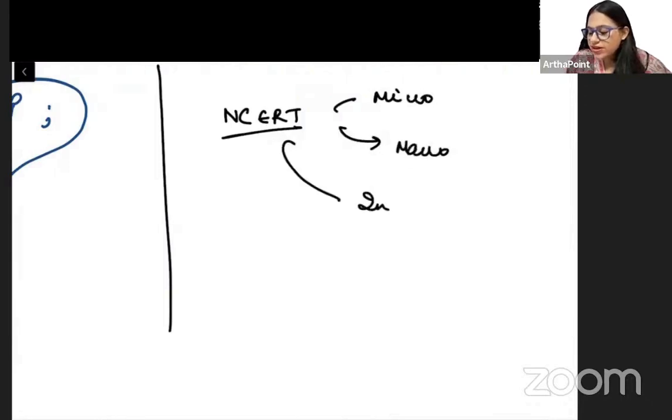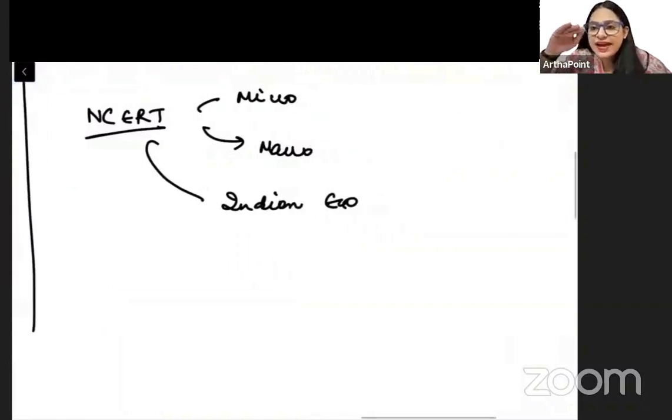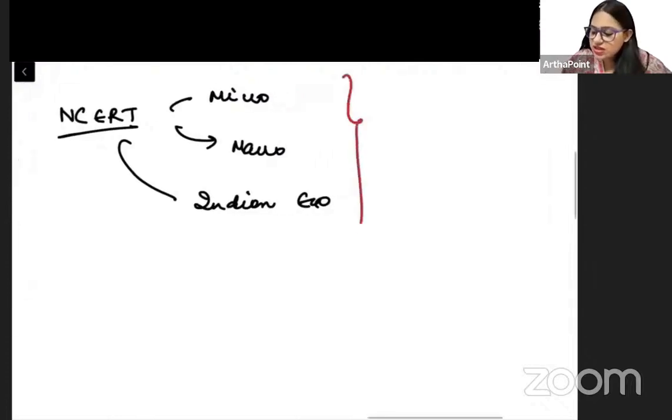You will go through the Indian Eco NCERT also. But you need to be at par with other students. So make sure that along with these you follow a book called ManQ.